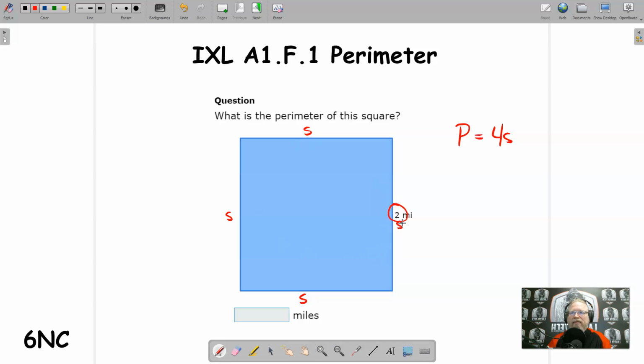Well, if they're giving us the value of 2 here, then we can plug in the value of 2 into the formula, 4 times 2. And in this case, the perimeter would be equal to 8. So it is 8 miles. And notice the label here. You just need to enter in the numerical value for each of these questions in this activity. So perimeter for a square is 4S.